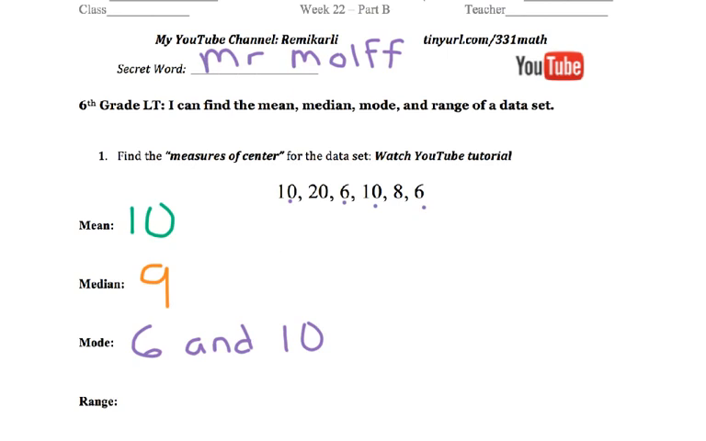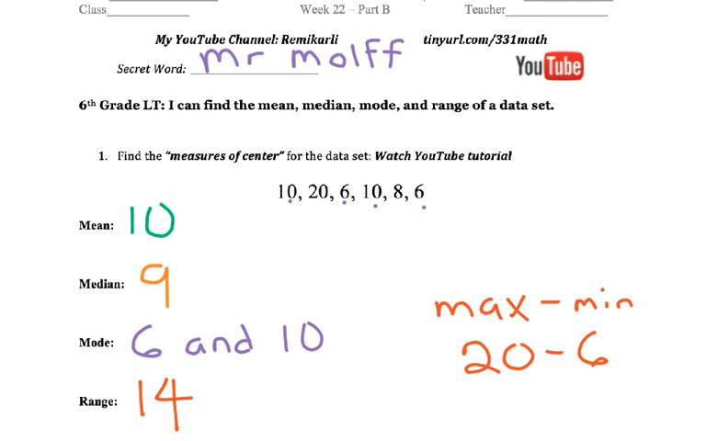Finally, the range is how spread out the numbers are, and you find that by figuring out the difference between the largest number, or the maximum, subtracted by the smallest number, or the minimum. So the maximum number here is 20, and the minimum number here is 6. And if you do 20 minus 6, you should get 14.